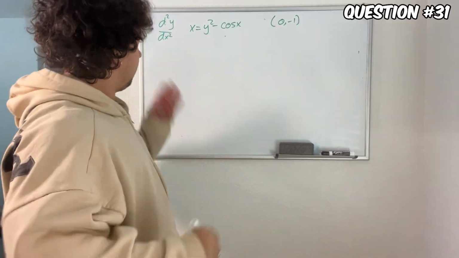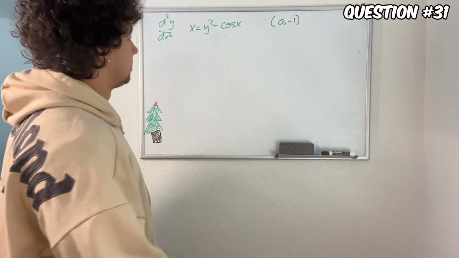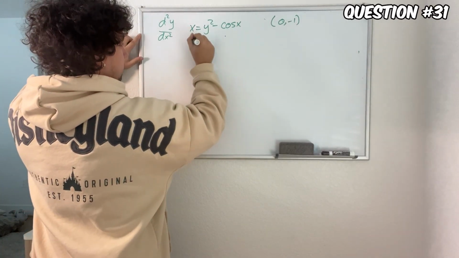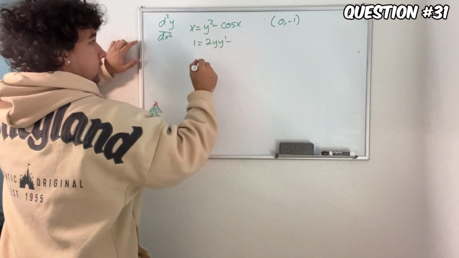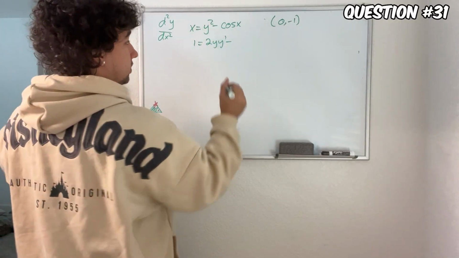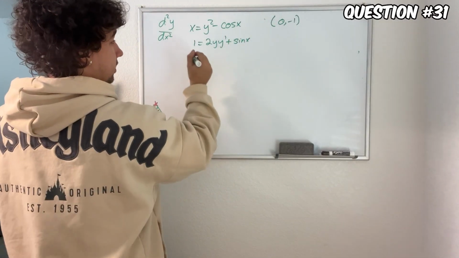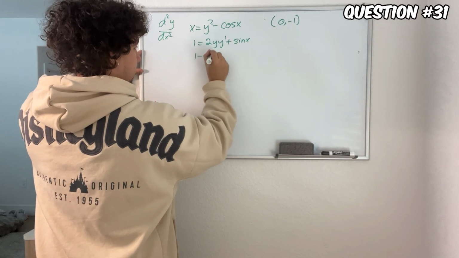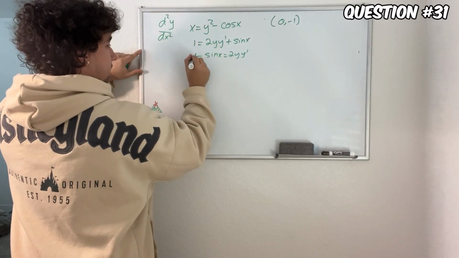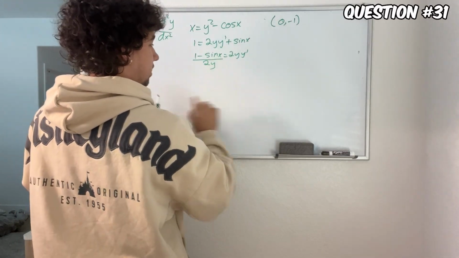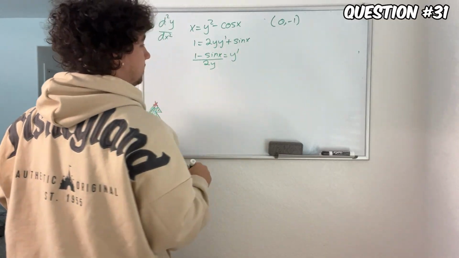Last question here. I have to take the second derivative of this thing and then plug that in. So no talking, let's get to it. So first thing I'm going to do is take the derivative of this. It's going to be 1 equals 2y prime minus, the derivative of cosine is negative sine, so this is actually going to be plus sine x. And then what I'm going to do here is subtract sine x to the other side. So 1 minus sine x equals 2y prime. And I'm going to divide both sides by 2y. And that's going to give me that y prime equals 1 minus sine x over 2y.